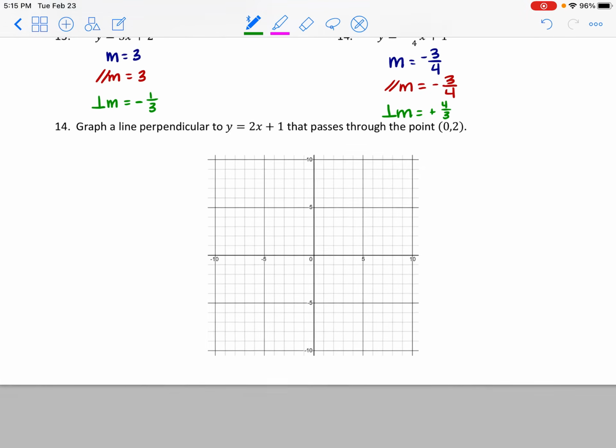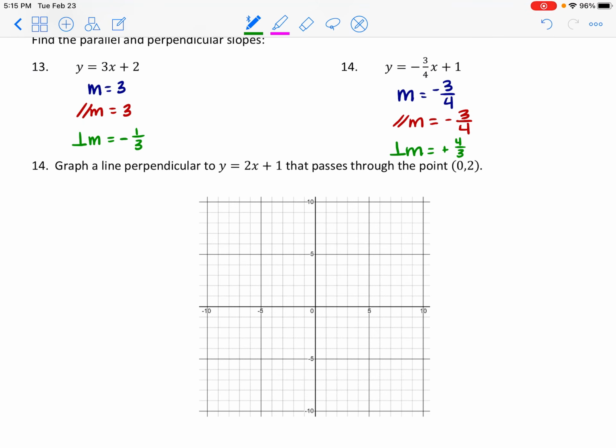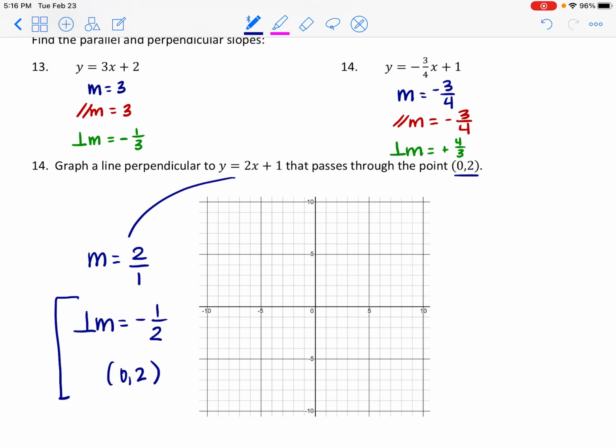Okay? So if we wanted to graph a line that's perpendicular to 2x plus 1, well, the slope that we're given here, right, the given slope is 2, or 2 over 1. So the perpendicular line is going to have a slope that is negative 1 over 2. And it tells us our line needs to go through this point at (0, 2). So this is what we're going to use to graph here. We're going to begin on the y-axis at 2. And then we're going to go down 1 and right 2 to make another point. So down 1, right 2 takes me there.